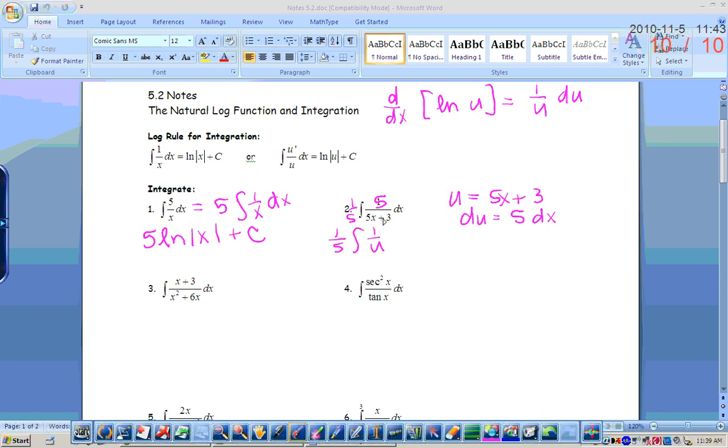So we have 1 over u, and then the 5 dx is our du. So what's the integral of 1 over u? ln u. So 1/5 ln absolute value of u plus c. And then don't forget to substitute your 5x plus 3 back in.